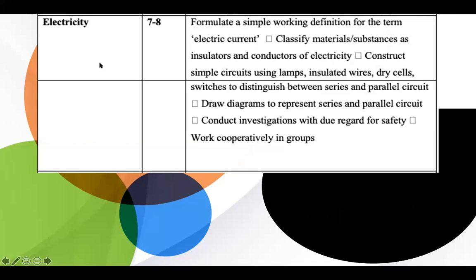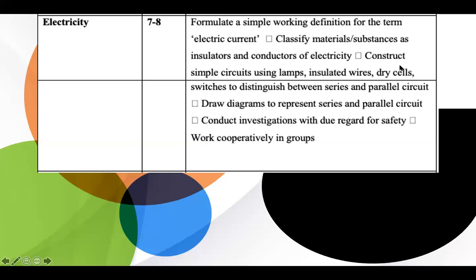So we want to formulate a simple working definition for the term electric current. We want to classify materials or substances as insulators and conductors of electricity. Construct a simple circuit using lamps and insulated wires. Remember we saw wires, right? We saw the pink, and we said that the red thing at the top could represent a lamp, and the wires and dry cells would be your battery.